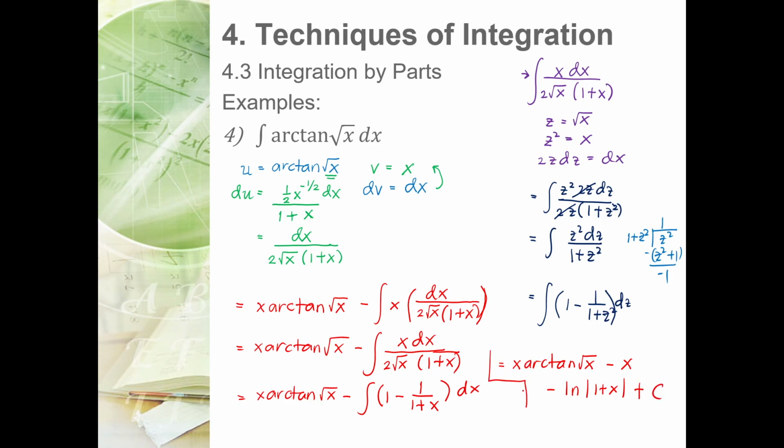So how can I say that 1 over 1 plus x is ln? With enough years of experience you can say that it is ln, but if you want to verify it, let u be 1 plus x, so du is equal to dx. So this becomes du over u, which is ln of u plus c.